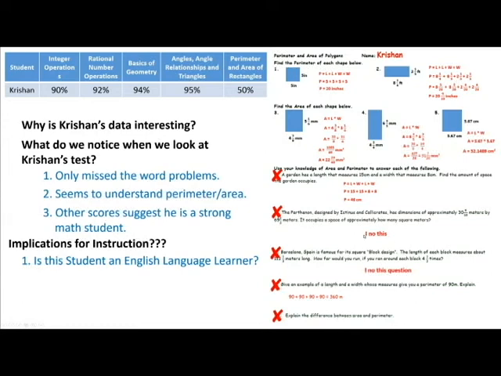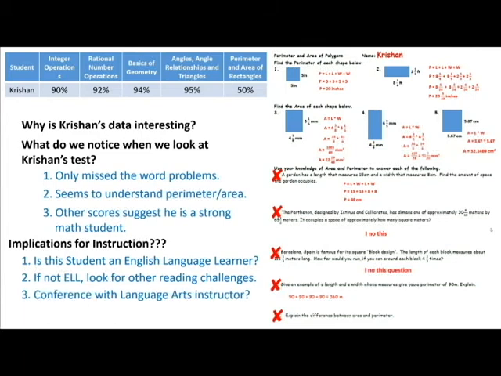Also, the fact that when he's telling us this, these are not phrased in what we would consider to be typical or standard English is also an indication. If he's not an English language learner, then I would begin looking for other reading challenges. Maybe have a conference with his language arts instructor, or begin to go back and check the standardized test scores for reading, not just for math. Because the issue here seems to be specific to reading.